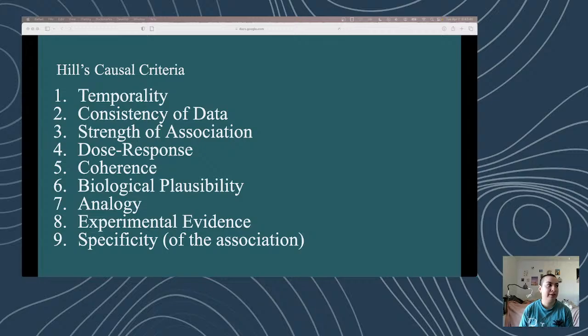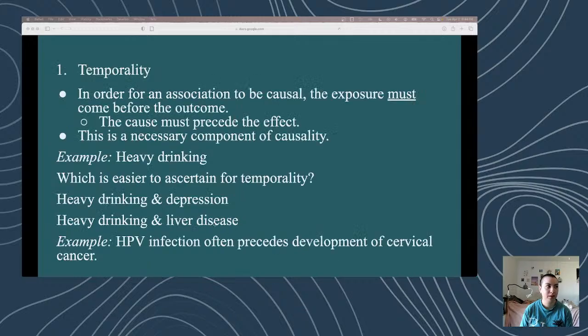These are the 9 criteria: temporality, consistency of data, strength of association, dose response, coherence, biological plausibility, analogy, experimental evidence, and specificity of the association. Specificity of the association should be bright red. It's the one that's been debunked. We'll go over that. So the first thing for it to be a causal relationship is temporality.